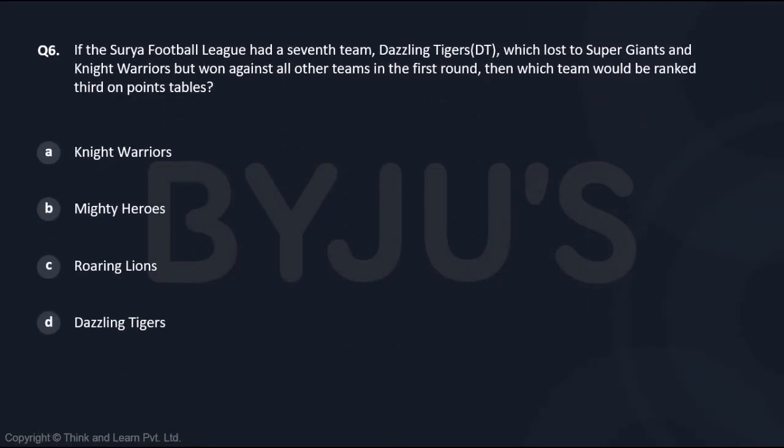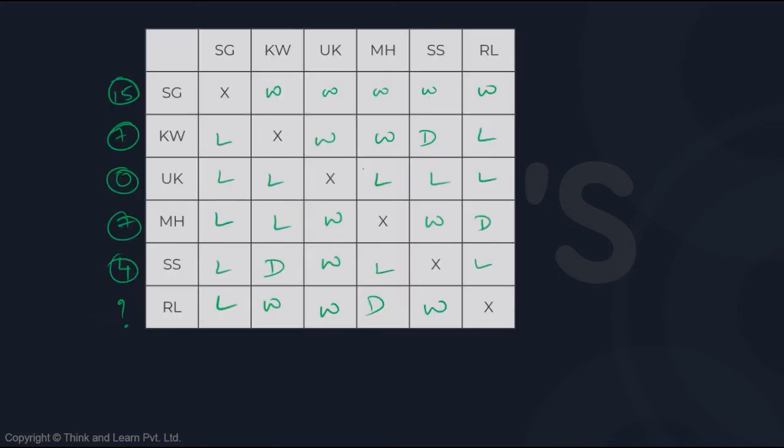Next, if the Surya Football League had a 7th team which lost to Super Giants and Night Warriors but won against all other teams in the first round, then which team would be ranked third on the points? So we have to draw the table again. This is the table, and we have a 7th team. So this question mark, we know the answer now. This is 3 wins. This is 3 wins. So total is 10 points, 3 wins plus 1 draw.